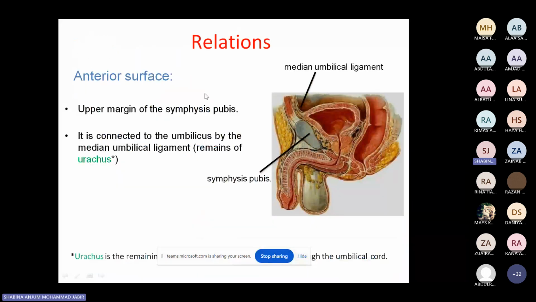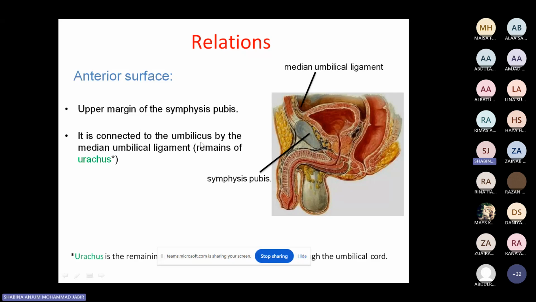So what do you think about the anterior surface relation? Obviously it is related to the pubic symphysis. Now there is something very important you can see in every picture. They show that the apex has a ligament known as the median umbilical ligament. What is this? It is attached from the apex to the umbilicus.